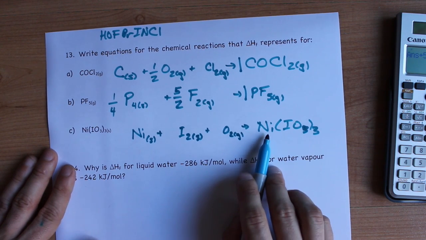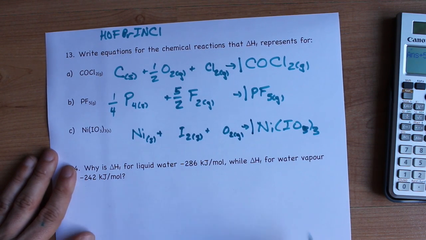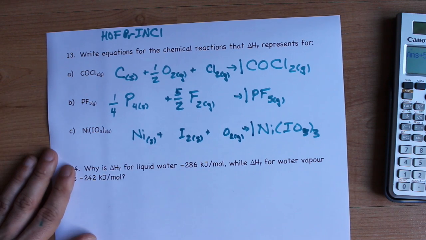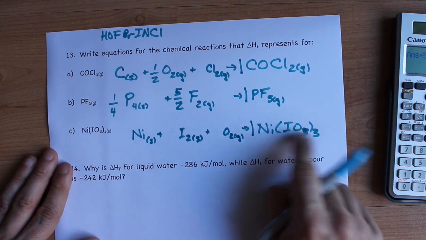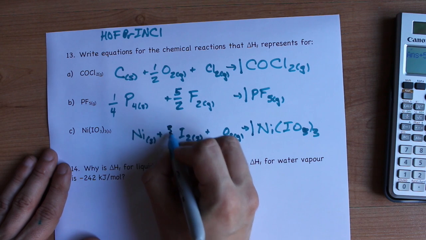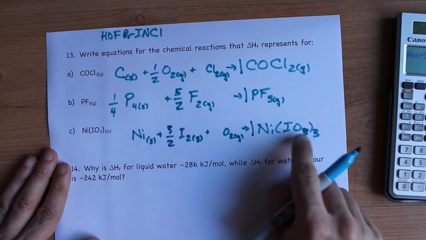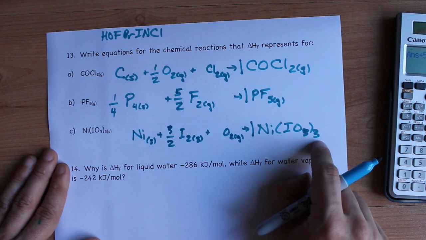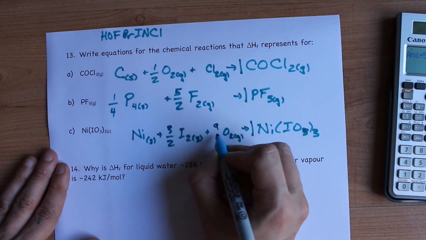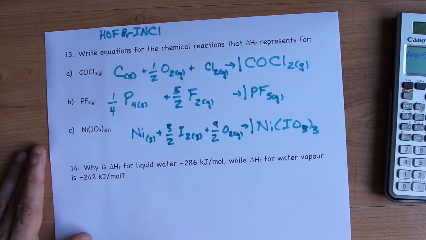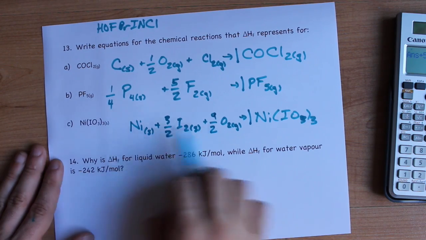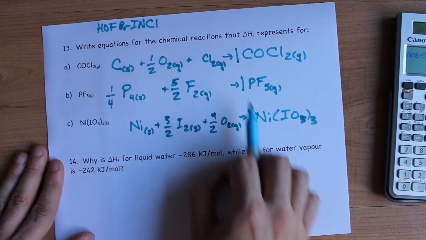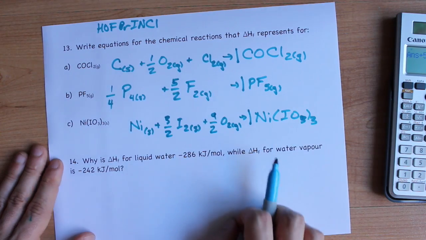I have 1 nickel here. See, 1 nickel. So I need 1 nickel here. I got it. I need 3 I's. So that's 3/2 of an I2 here. And I need 9 O's. They come in packs of 2. So that's 9/2 of those packs to give me 9 oxygens. These are the reactions that represent the delta HFs for each of these elements.